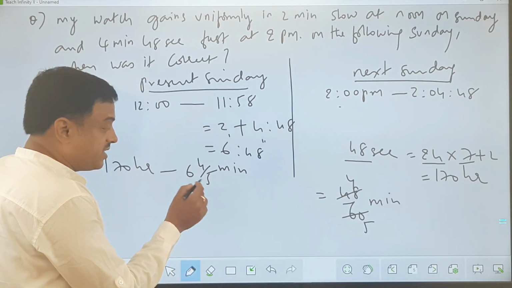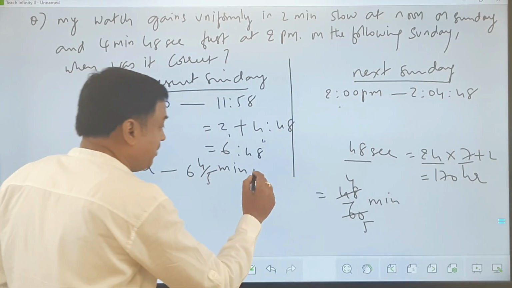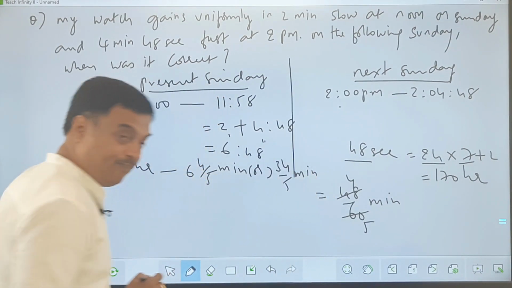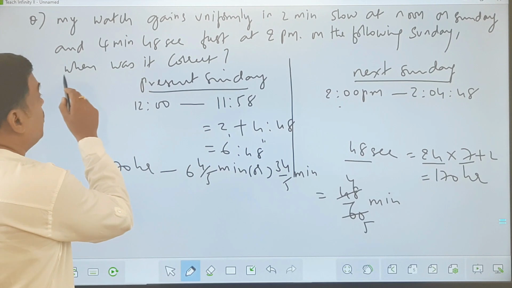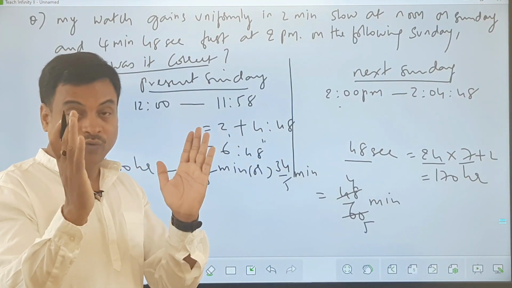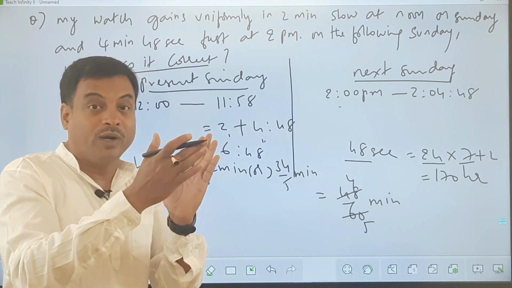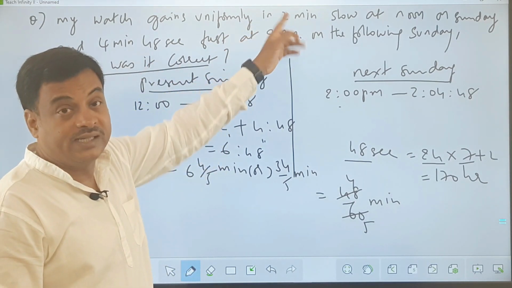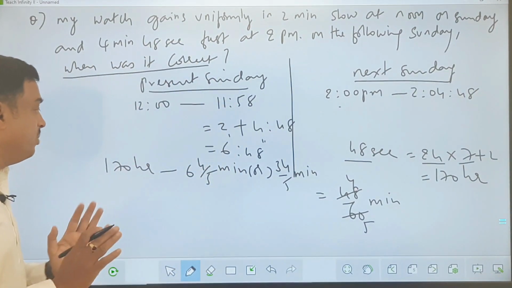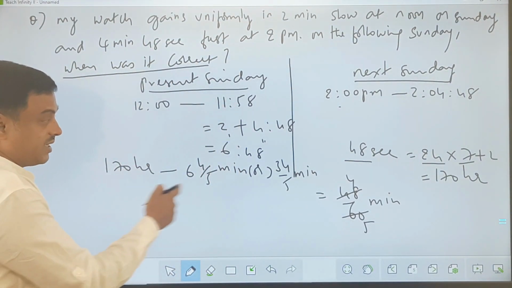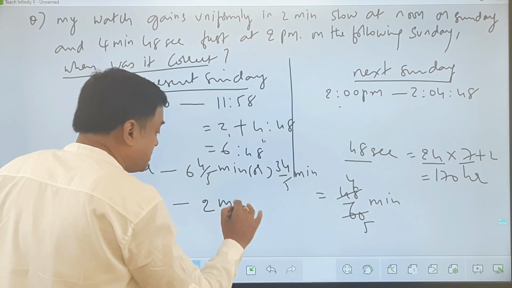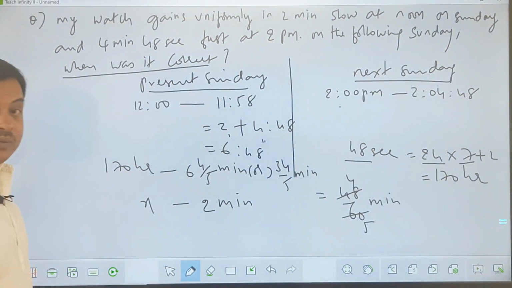So this will be how much, friends? 30 plus 4, 34. This can also be written as 34 by 5 minutes of gain. Now the question is to find when it was correct. From slow to fast, in between it should be correct at some point. It was slow by 2 minutes. If it gains 2 minutes, it will be correct time. So it should only gain 2 minutes. So in 170 hours, it is gaining 34 by 5 minutes. To gain only 2 minutes, how many hours will it take is the question.